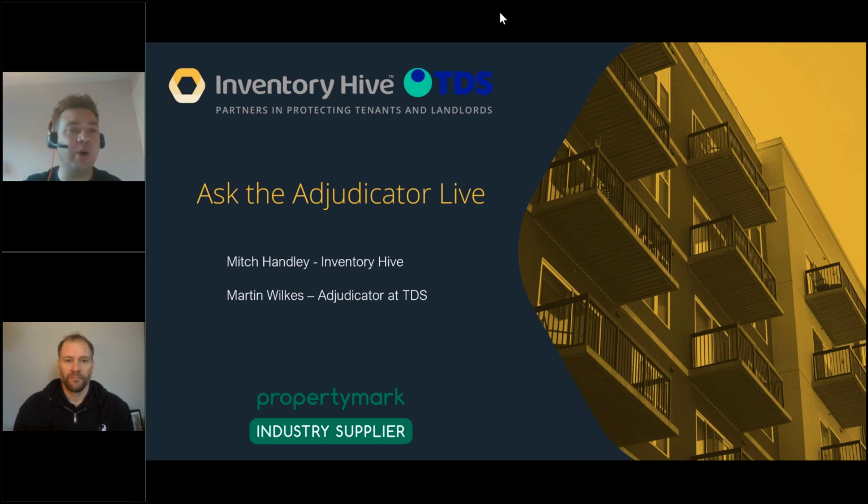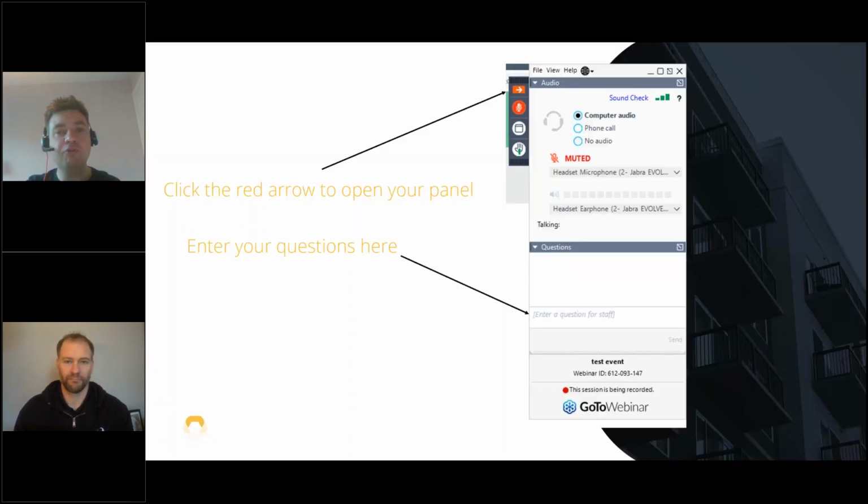If you do have any questions, because it's a National Adjudicator live session, there is a little chat box on the right hand side. If you hit the red arrow, that should open up the panel. On some people's devices, it might be on the left hand side, depending on what device you're using. Then you just type in your questions here for myself and Martin, and we'll work through those today for you. We've got an hour booked in.